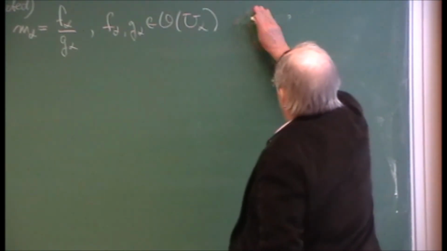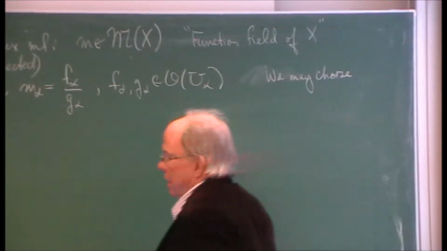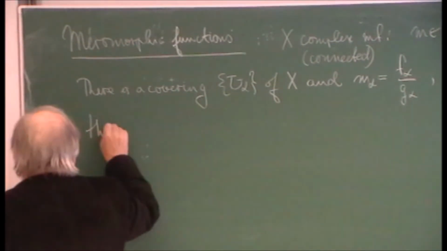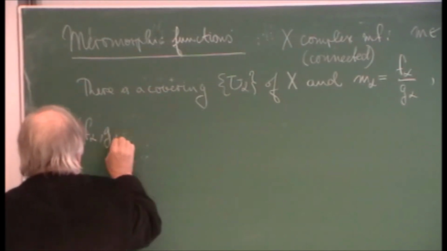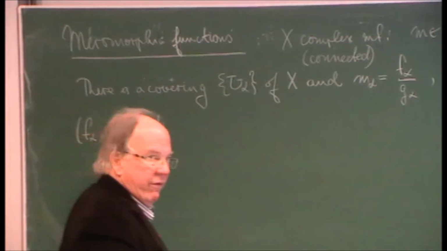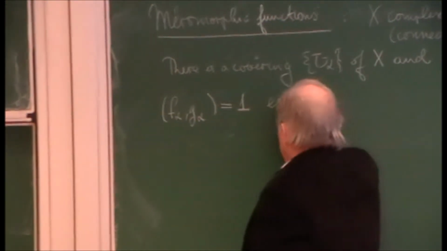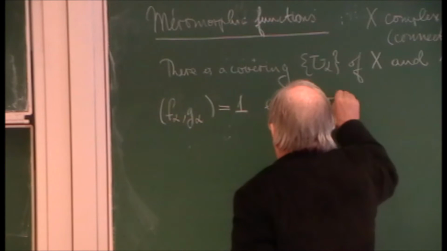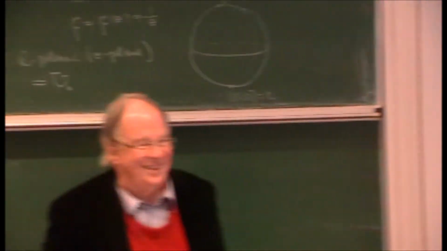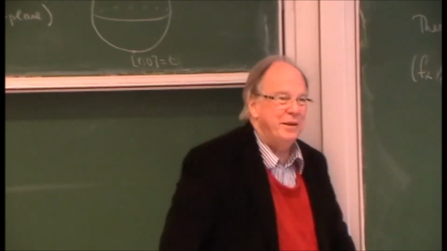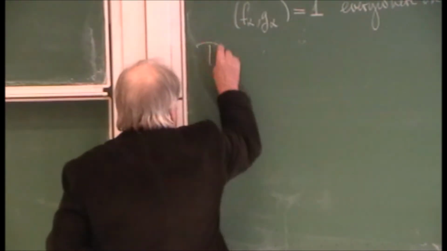We may choose the M alpha to be relatively prime: choose F alpha and G alpha to be relatively prime. In fact, you can choose them to be relatively prime everywhere on U alpha. Let me just comment on this. This may look like a mysterious thing to you, so let me make it less mysterious by recalling one complex variable.